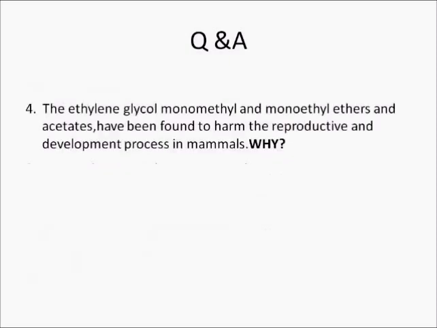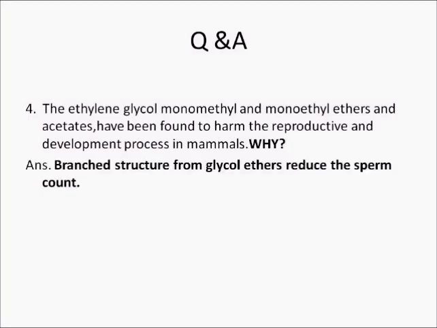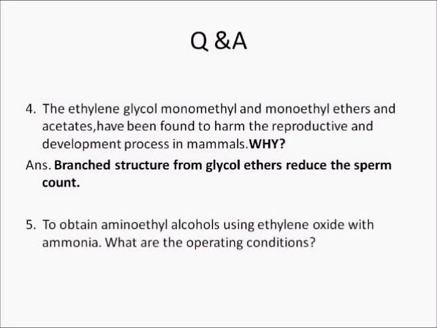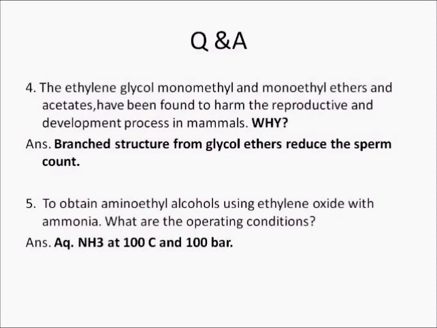The ethylene glycol monomethyl and monoethyl ethers and acetates have been found to harm the reproductive and development process in mammals. Why? Branched structure from glycol ethers reduce the sperm count. To obtain aminoethyl alcohols using ethylene oxide with ammonia, what are the operating conditions? The operating conditions are aqueous ammonia at 100 C and 100 bar.